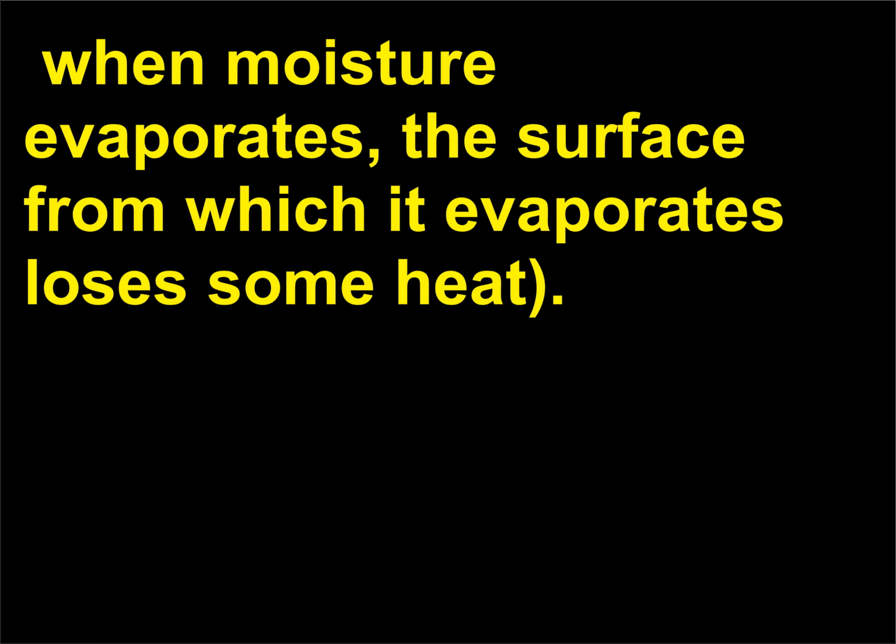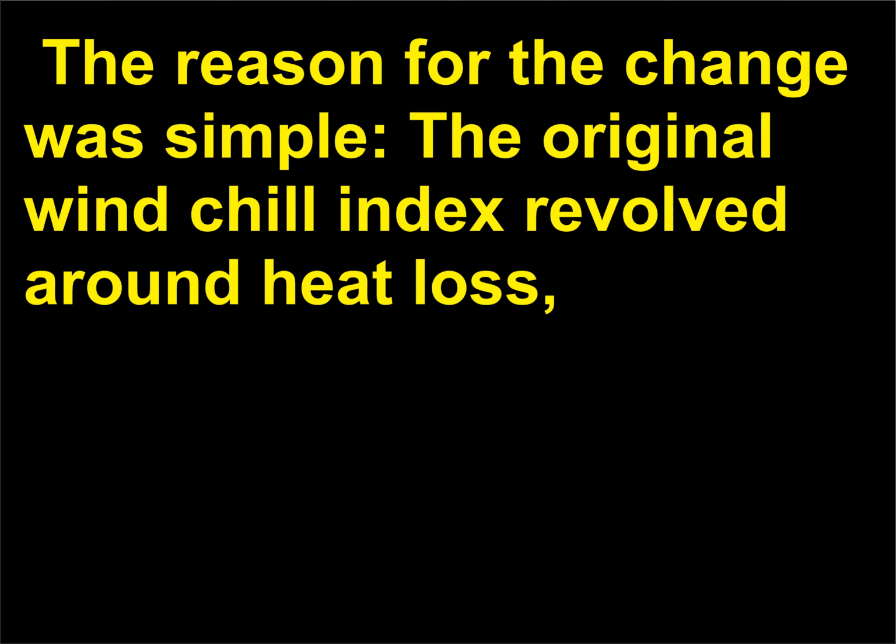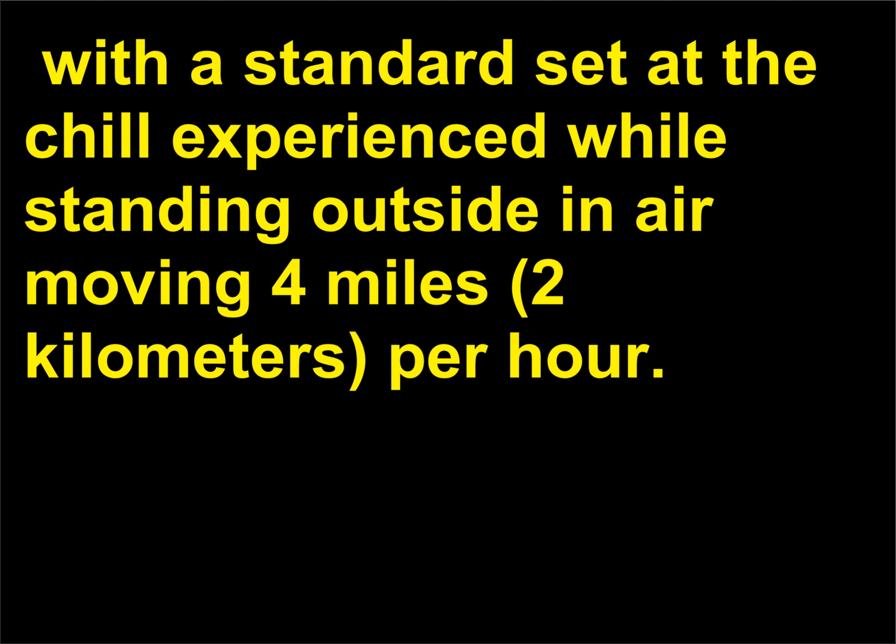When moisture evaporates, the surface from which it evaporates loses some heat. The newest wind chill chart, called the wind chill temperature index, took over from the old chart, developed in 1945, in the 2001 to 2002 winter season. The reason for the change was simple: the original wind chill index revolved around heat loss, with a standard set at the chill experienced while standing outside in air moving 4 miles, 2 kilometers, per hour.